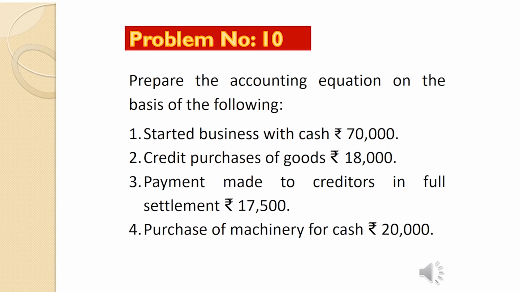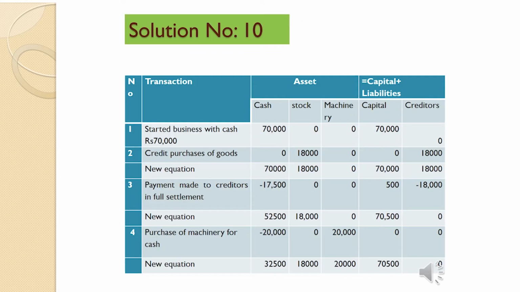Now we shall see another problem in the accounting equation. Prepare the accounting equation on the basis of the following. First transaction: started business with cash rupees 70,000. Second: credit purchase of goods rupees 18,000. Third: payment made to creditors in full settlement rupees 17,500. Next: purchase of machinery for cash rupees 20,000. Now we shall see the solution for the problem.